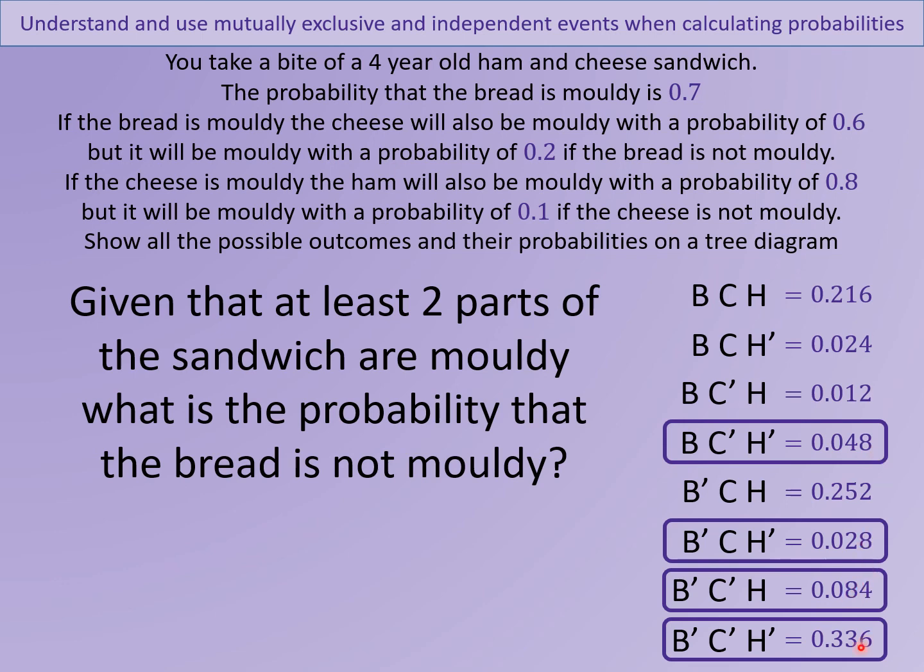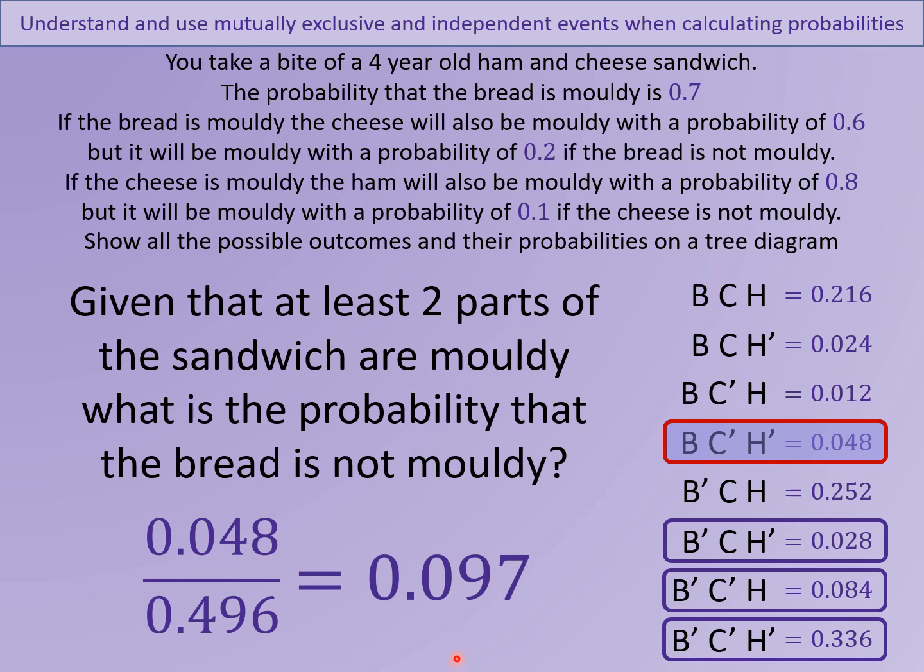You can add those 4 together to get you the probability of at least 2 parts of the sandwich mouldy. And then you're looking at that probability 0.048 divided by 0.496. That gets you an answer of just under 10%, 0.097, just there.